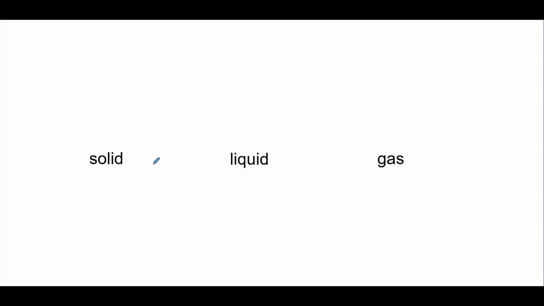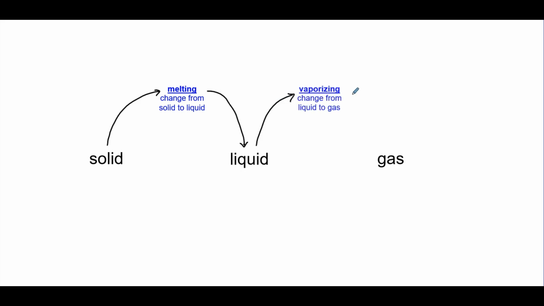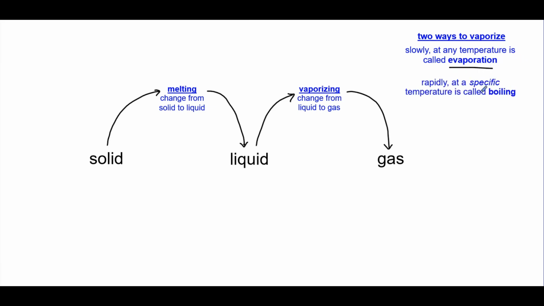Now the last thing we need to get in our notes is about phase changes. If you were to take a solid and cause it to change all the way into a liquid, that's called melting. And then if you change a liquid into a gas, that's called vaporizing. Now vaporizing happens in two ways. If it happens slowly at any temperature, that's called evaporation. But then if it happens rapidly at a very specific temperature, that's called boiling.